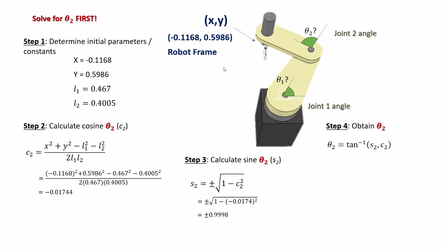That can be done by using the arctangent function of S2 over C2. And if you put the positive value of 0.9998, we'll get positive 91 degrees. Or if we put negative 0.9998, we'll get negative 91 degrees. And so we've solved for theta 2, which is joint 2 angle.